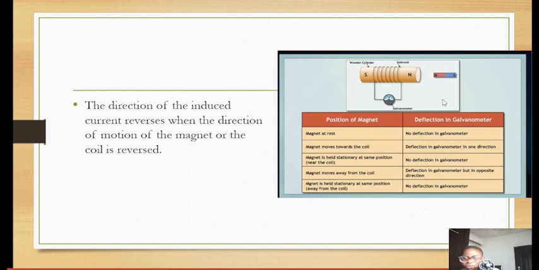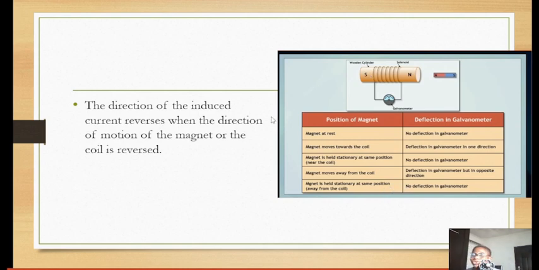So when you move the magnet towards the coil, the galvanometer shows a deflection in one direction. When the magnet is held stationary at that same point, there is no deflection again. When you move the magnet away, there is a deflection in the opposite direction. If the magnet was here before, now that you are moving the magnet away, the deflection will come towards this side. And when the magnet is held stationary at the same position, no deflection.